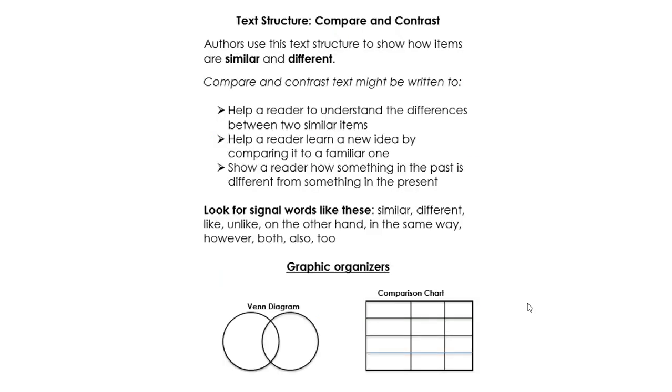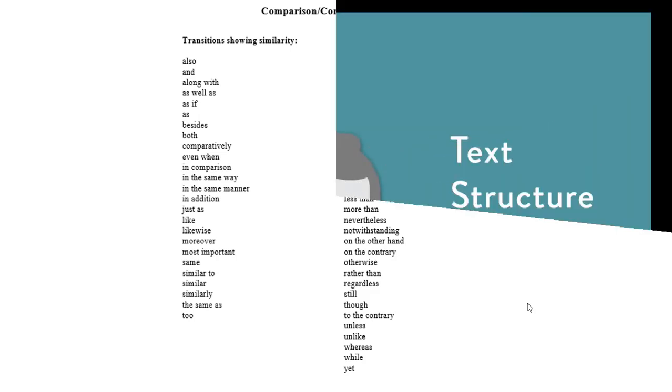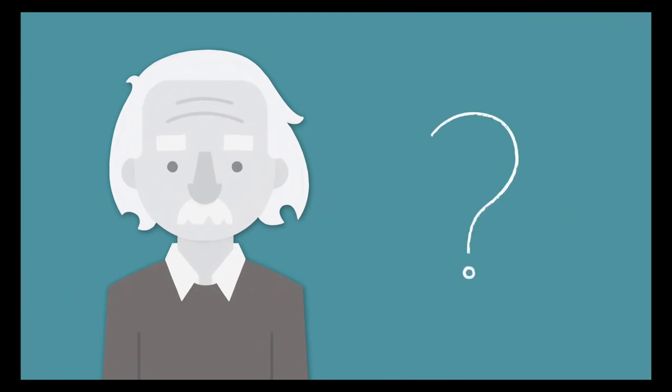So we would use a Venn diagram or comparison chart for graphic organizers. Compare and contrast help the reader understand the differences between two similar items. It helps the reader learn a new idea by comparing it to a familiar one. It shows how something in the past is different from something in the present. So again, we're going to use a lot of key words and phrases to help us understand comparison and contrasting words, those clue words.